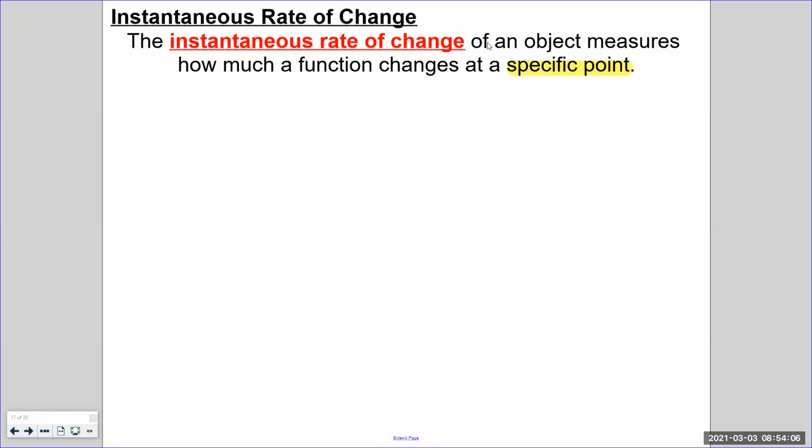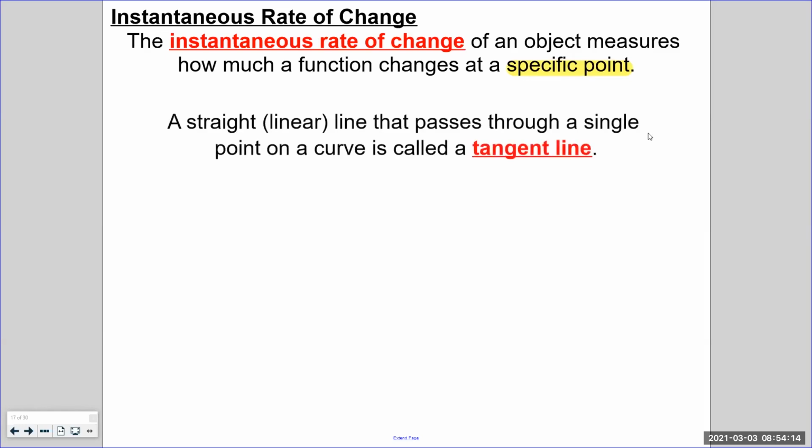Now, since we used the secant line to find the average rate of change, we are going to need to use the tangent line to find the instantaneous rate of change. Now, why do we need to use the tangent line? Well, because the tangent line is a straight line that passes through a single point on a curve.